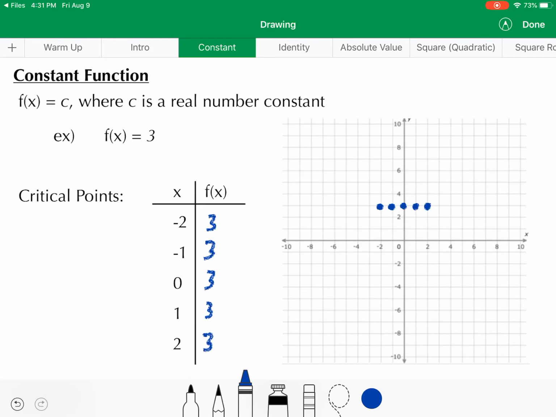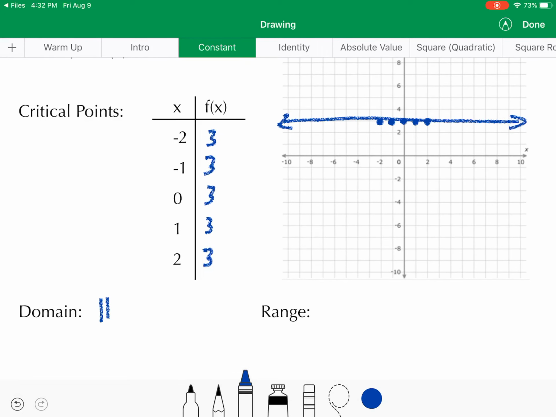And you can see a pattern, right? Those 5 points are forming a horizontal line. And understand that those are 5 points out of an infinite number of points for this function. I can really plug in any value for x here. So a constant function will always graph to be a horizontal line. Now its domain will be all real numbers. In interval notation, that would be from -infinity to infinity. And the range is going to be whatever the constant number is, in this case, 3.